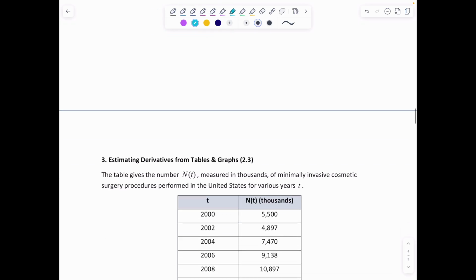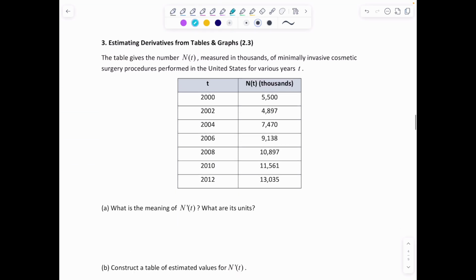Okay, more working with tables. I'm telling you, they love this topic on the AP test. So, estimating derivatives from tables and graphs. The table gives the number N of t measured in thousands of minimally invasive cosmetic surgeries performed in the United States for various years t. So here's the years, and then N of t is being measured in thousands.